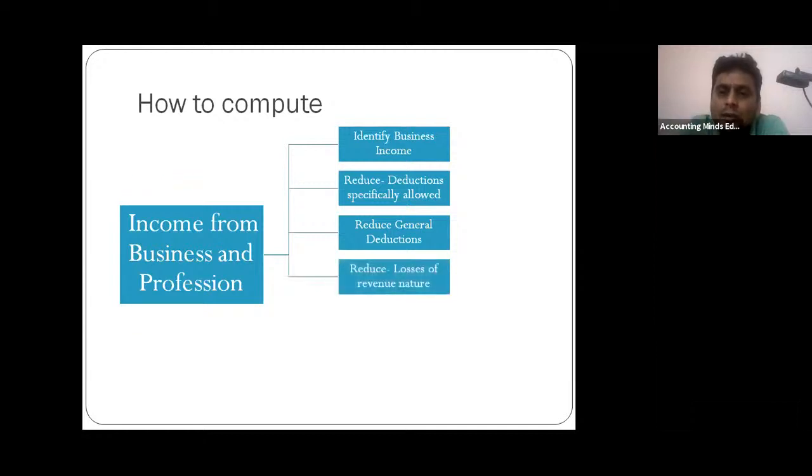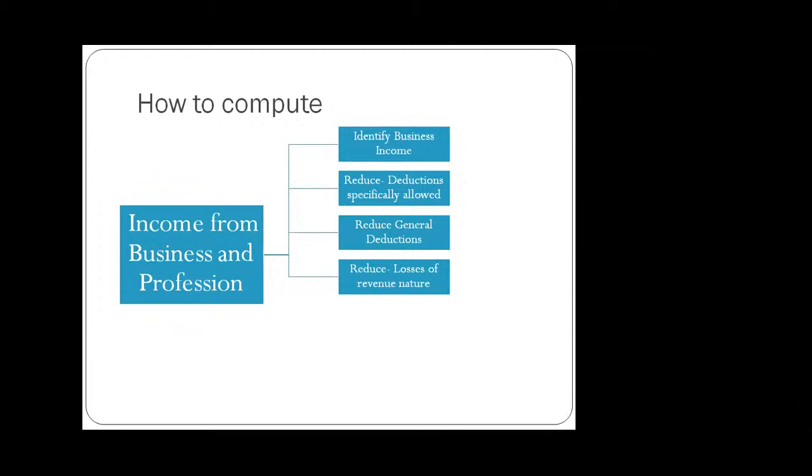Then reduce losses of revenue nature. Some losses also can be reduced as expenses. Some small losses may happen, like some books may be stolen, or a staff member may have manipulated some money and did some small fraud. Those are revenue losses. These losses also can be deducted. Are you getting it? Yes, sir.